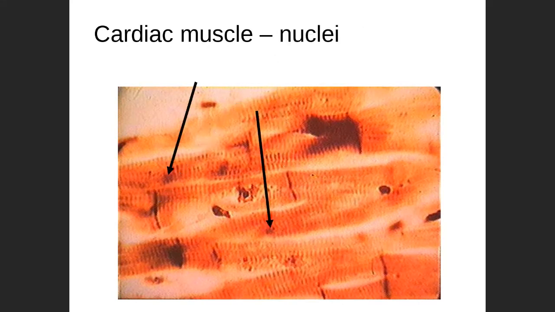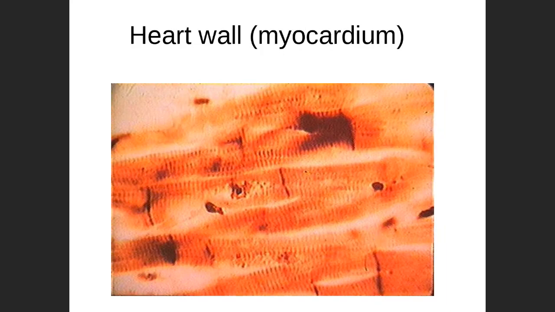All right, so here you can see some pictures of the nuclei, these dark staining structures here and down here. And where do we find this tissue? Real easy. In your heart wall, specifically called the myocardium. If there was a question on the test asking where do you find this tissue, and you say the heart, you wouldn't be wrong. You would be right. Specifically, it's in the myocardium, which is the middle layer of the heart.